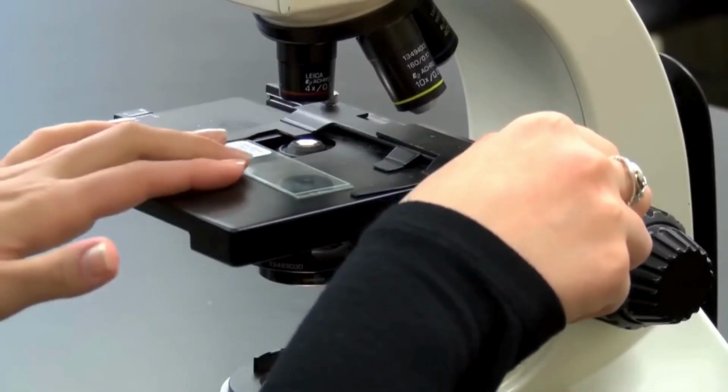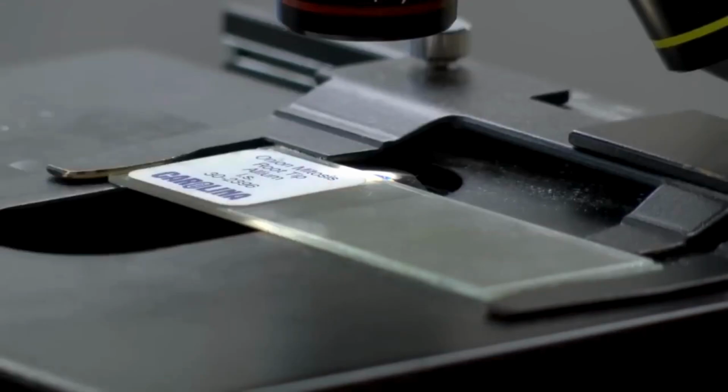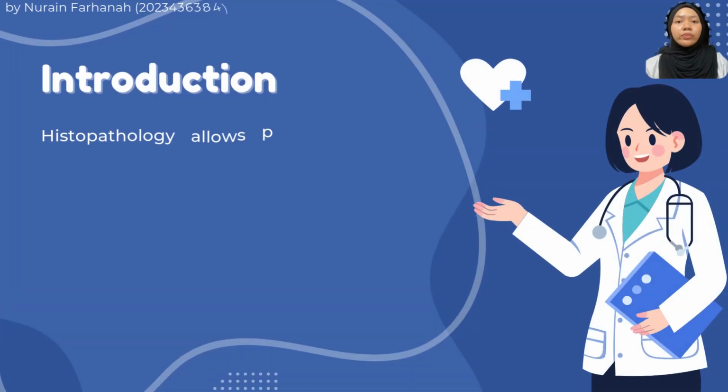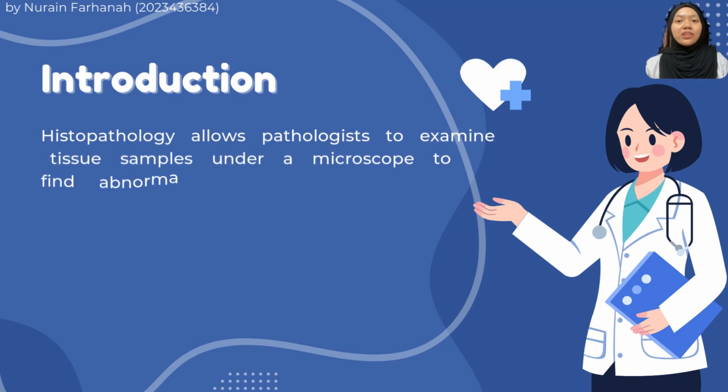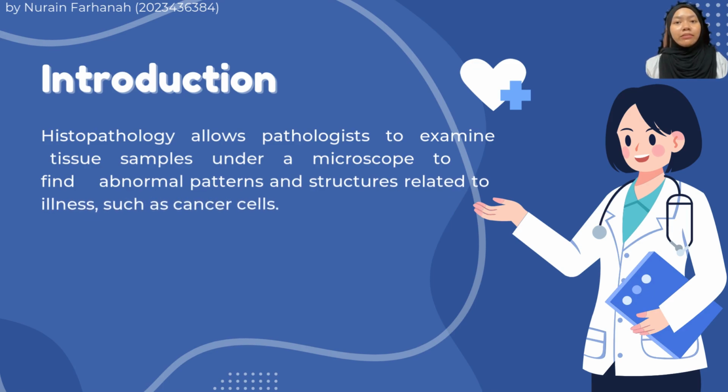Image analysis is the most crucial part of medical research and disease analysis. Image analysis allows pathologists to examine tissue samples under a microscope for their structure and morphology. It also allows us to find abnormal patterns related to illness, such as cancer cells.